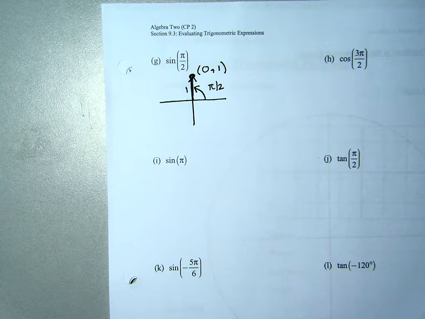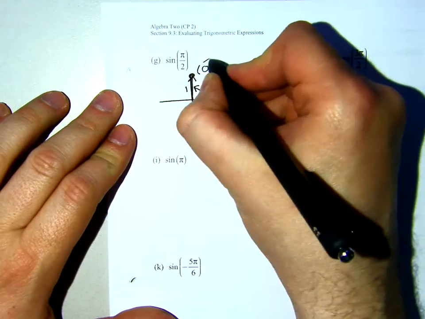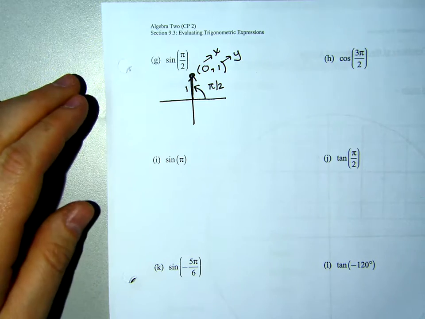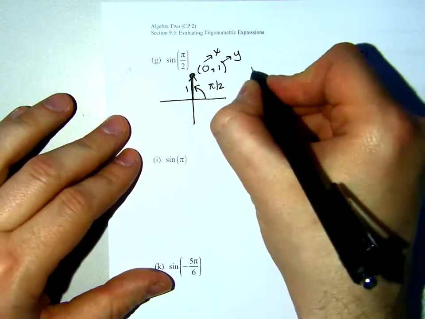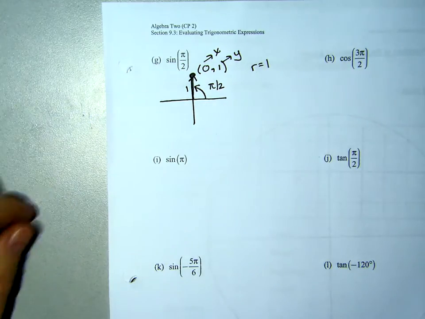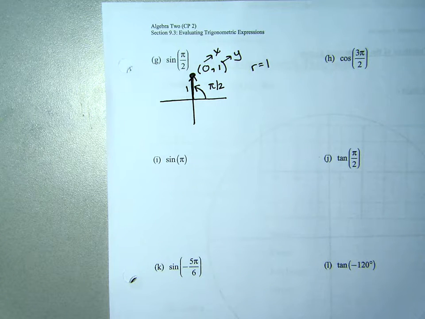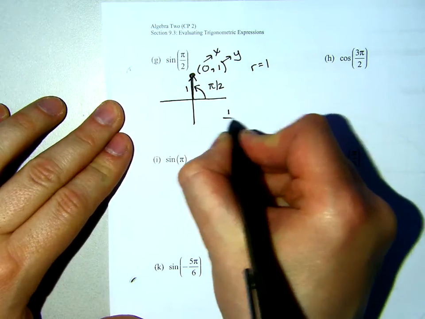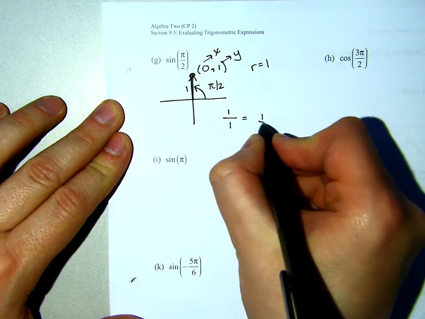Yes, which we're going to get to. So now, I don't actually need a triangle for this. I have an x-coordinate. I have a y-coordinate. What's the r, by the way? 1. It's always 1 with these problems. I have everything I need to find the sine of pi over 2. Well, the sine is the y-coordinate, which is 1, over the radius, which is 1. We're going to get 1.